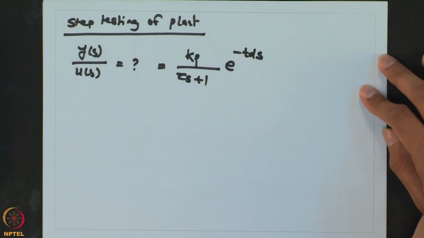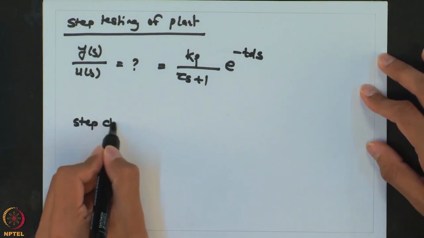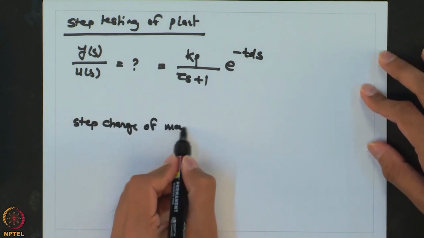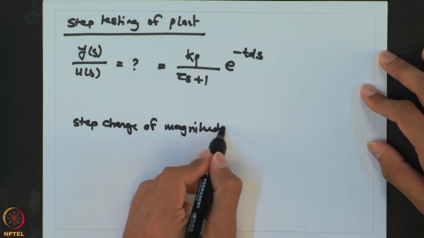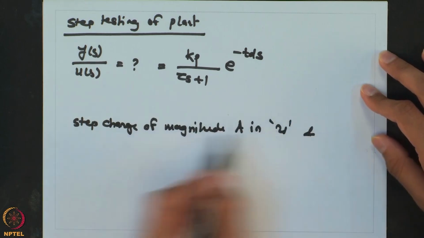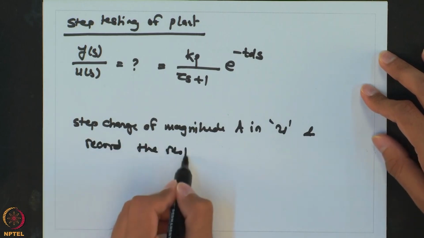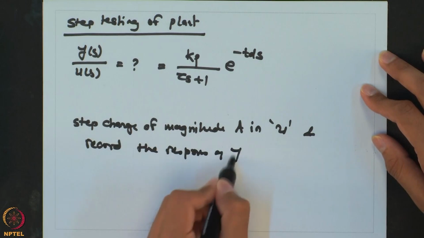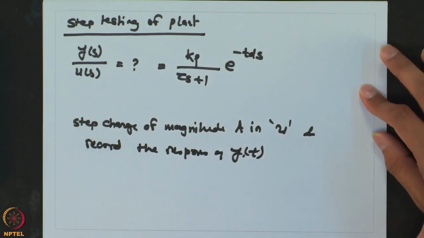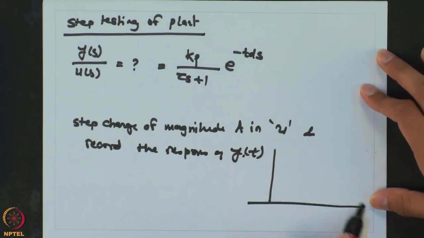So what we do is, in the given plant, we make a step change in u, let us say of magnitude a, and we record the response of y as a function of time. So what we are going to get is a response of this type.